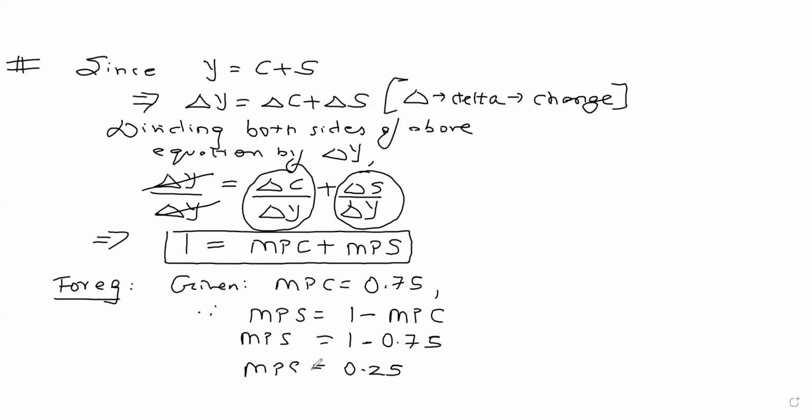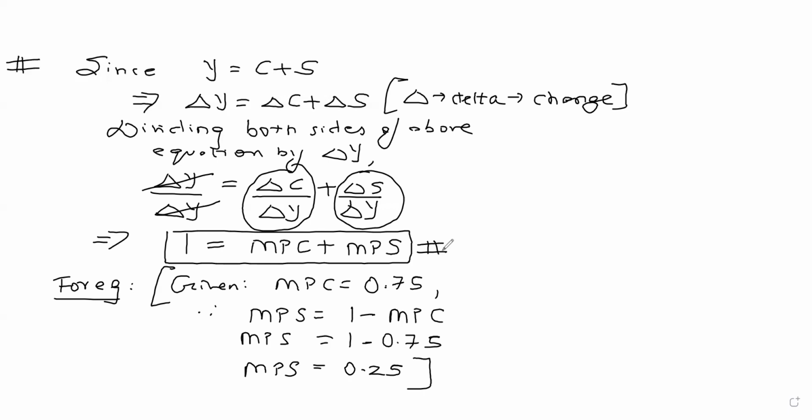How do I interpret this? MPS equal to 0.25 means that if my income goes up by $1, my savings go up by $0.25, or 25 cents. So students should know how to calculate MPC from MPS or MPS from MPC. You should know this equation very well.